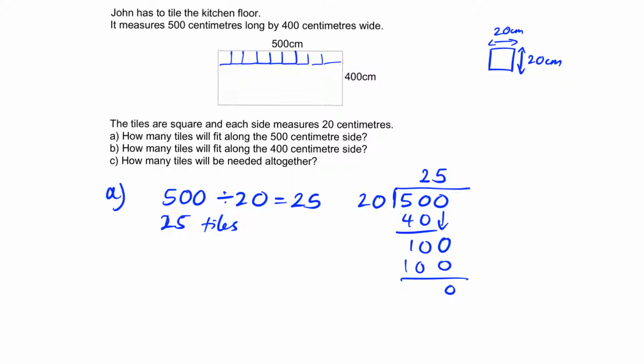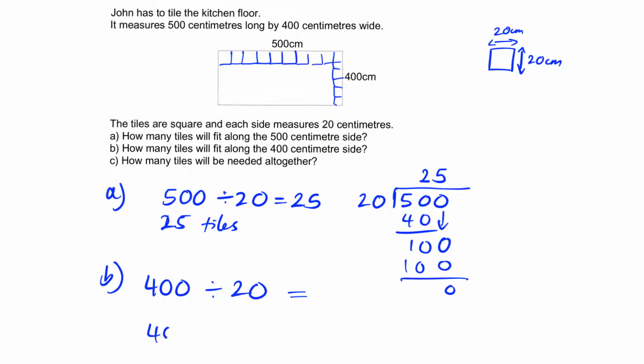So along this side, if I were to fit the tiles, how many of them can I fit? Well, think about it. It's just like the previous question. Each tile that I lay down here, the height or the width of the tile is 20. So that's 20, 20, 20, 20. How many 20s will go into 400? Again, this is just a division, which is just going to be 400 divided by 20.